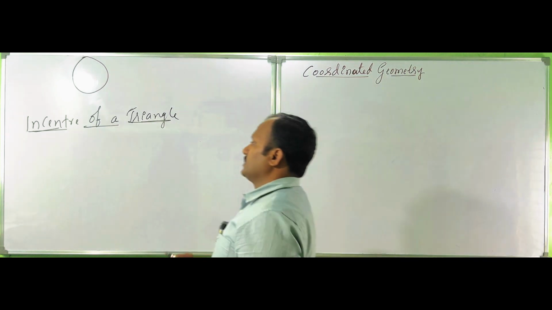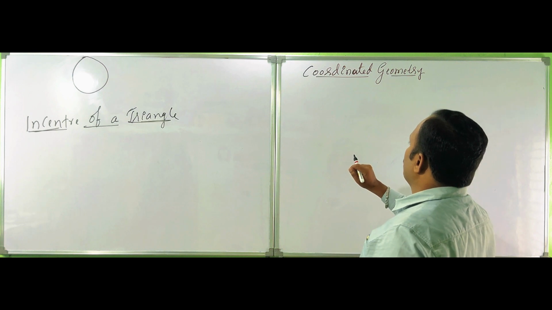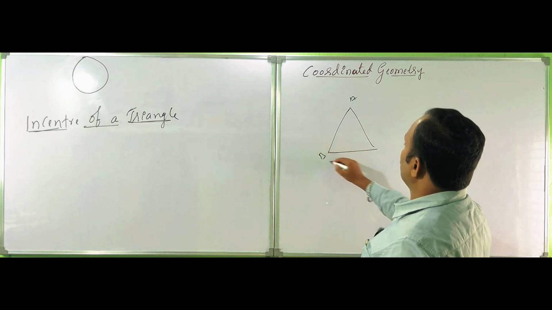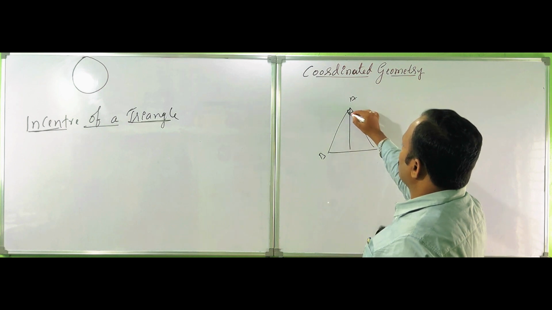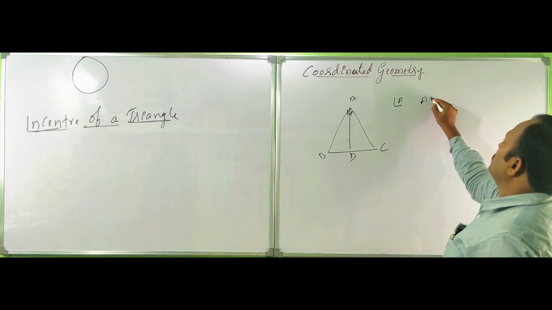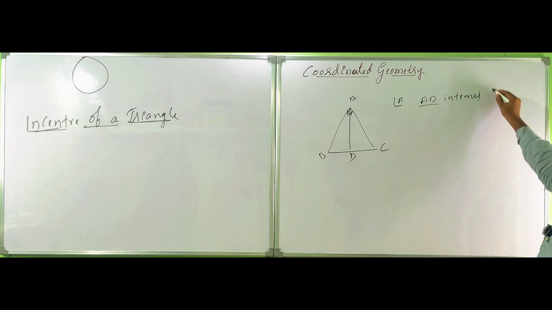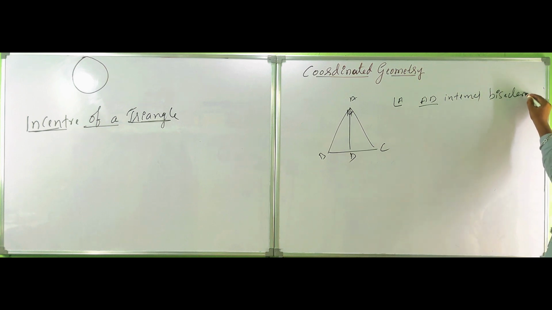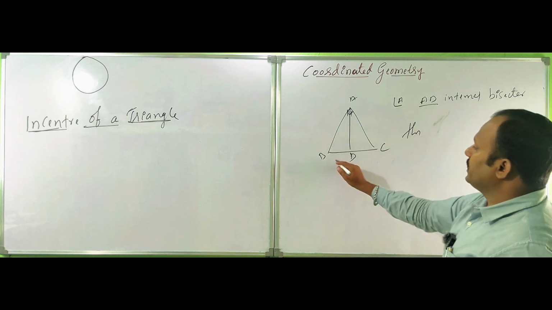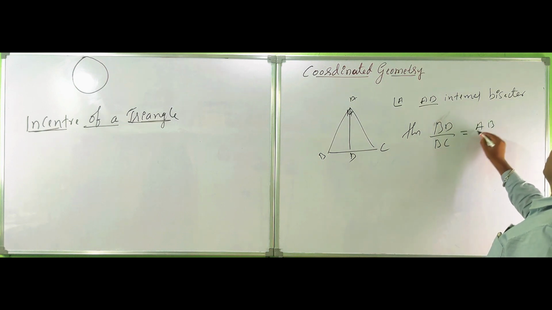The basic condition in geometry is this. Consider a triangle ABC, where AD is the internal bisector of angle A. Then BD by DC is equal to AB by AC.